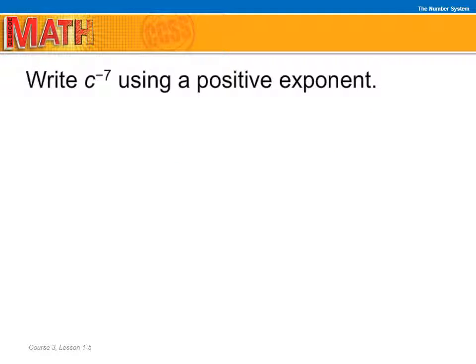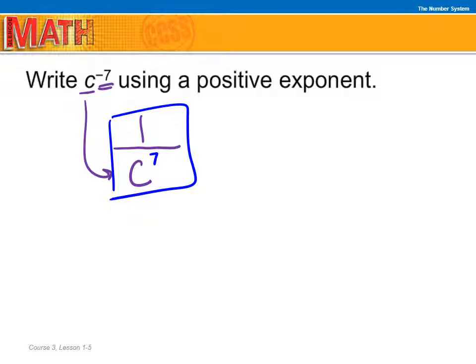Now let's do the same thing here with variables. Write c to the negative 7 power using a positive exponent. Once again, the minute I see that negative exponent, my base becomes my denominator, and my exponent now becomes positive. So it's 1 over c to the 7th power. Nothing else I can do with this, so that's my final answer.